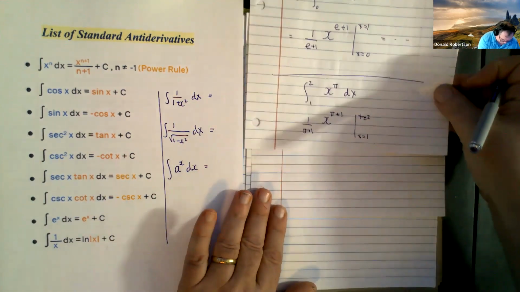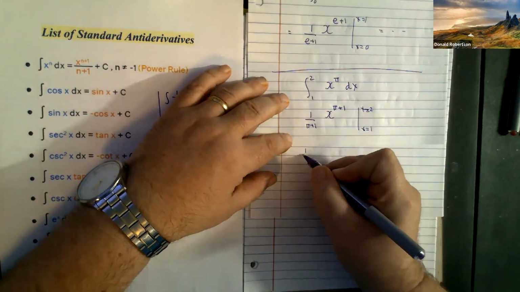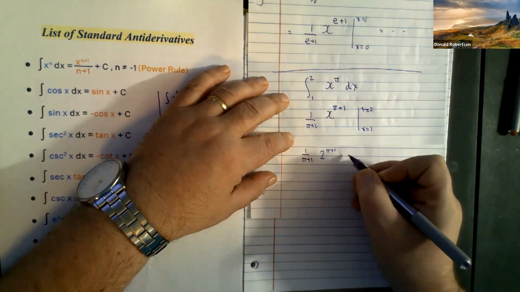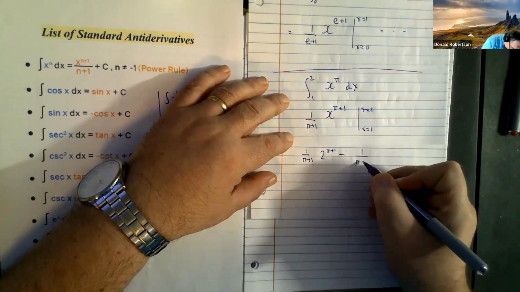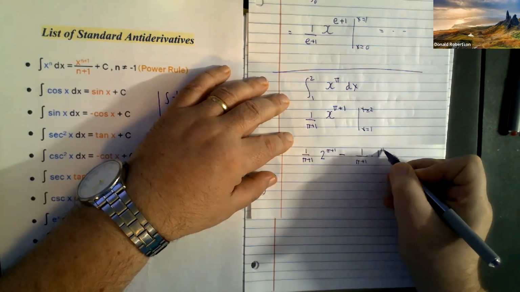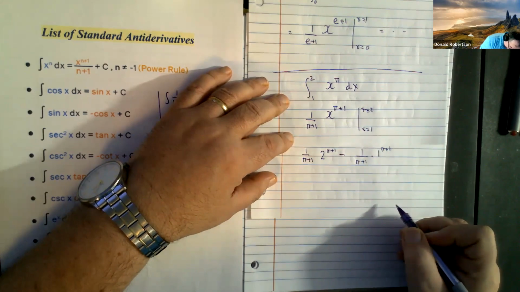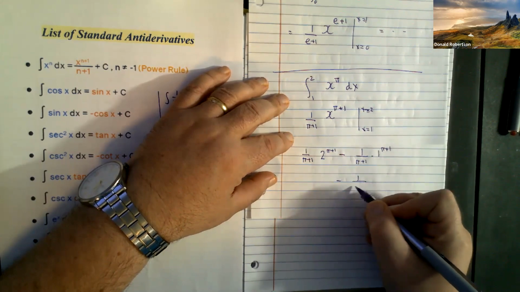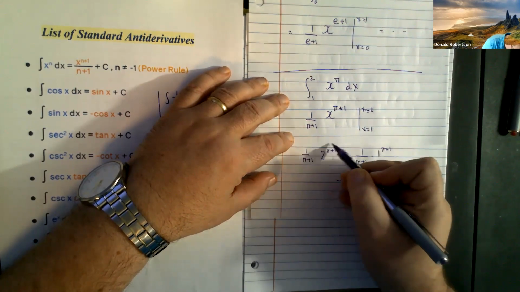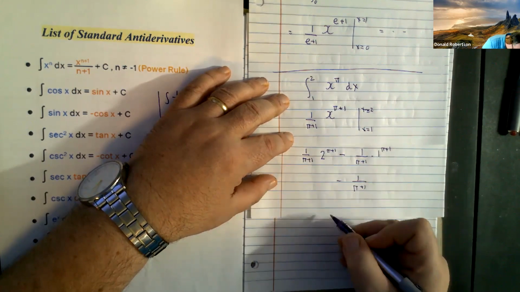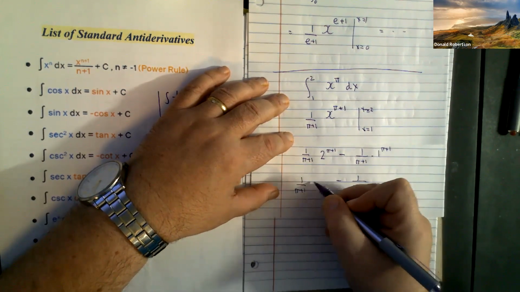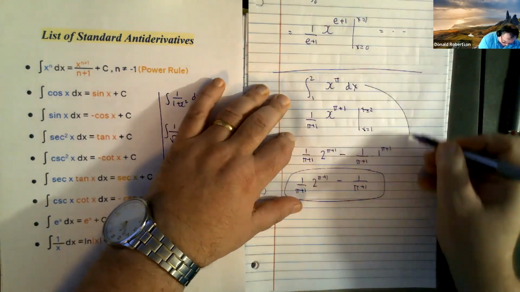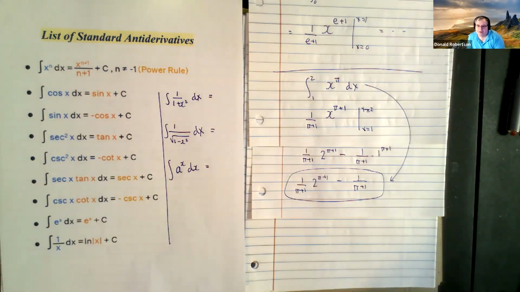Let's take this one to the end. If you plug in 2, you get 1 over pi plus 1, 2 to the power of pi plus 1, take away 1 over pi plus 1 times 1 to the power pi plus 1. 1 to the power of anything is 1. So basically that's all you get out of this. There's really not a lot you can do with it, so you just call it what it already is. So that weird answer is the integral of x to the pi.